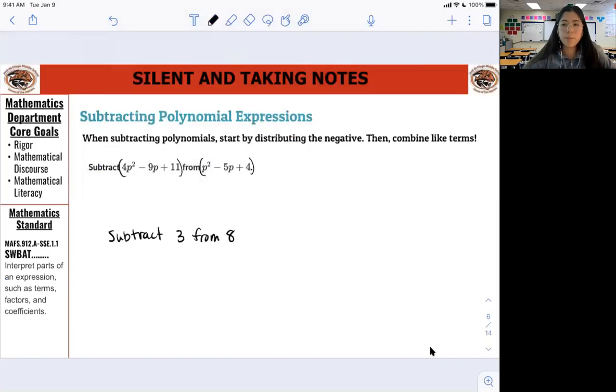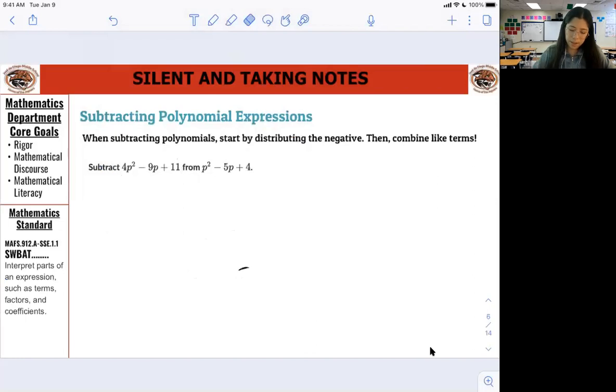If I'm telling you to subtract 3 from 8, what are you actually doing? You're subtracting 8 from 3. No, I'm subtracting 3 from 8, but how do I write it? 8 minus 3, because you're taking away the 3 from the 8. So that means you got to start with 8 and take away 3 to give me 5. So it's the same exact situation over here.